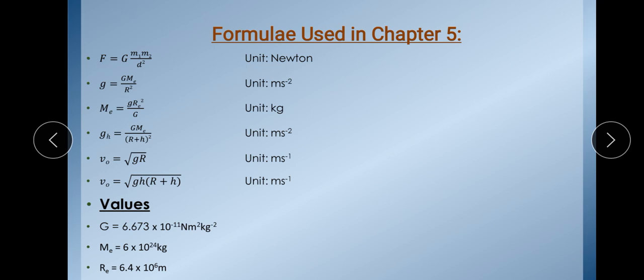There are a few constant values which we will use in the solution. Capital G is equal to 6.673 multiplied by 10 raised to power minus 11 Newton meter square per kg square, and mass of earth is 6 multiplied by 10 raised to power 24 kg. Radius of earth is 6.4 multiplied by 10 raised to power 6 meter.